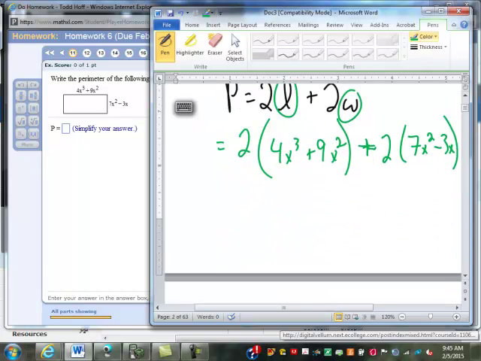Then we need to simplify this expression. So we're going to multiply by 2 here. 2 times 4x to the third is 8x to the third. Two times 9x squared is a positive 18x squared. And it's positive because you have to have something in between to link them together. So it's positive, so you put a plus there.